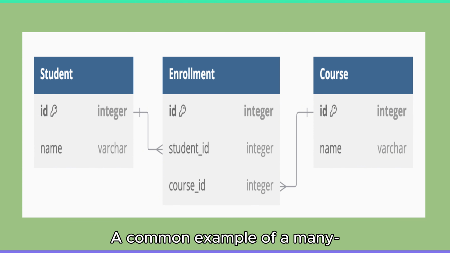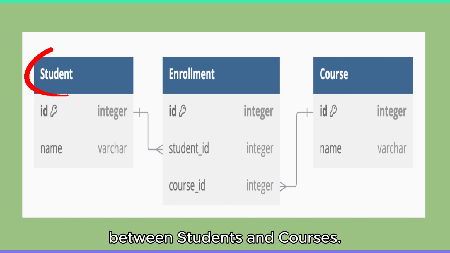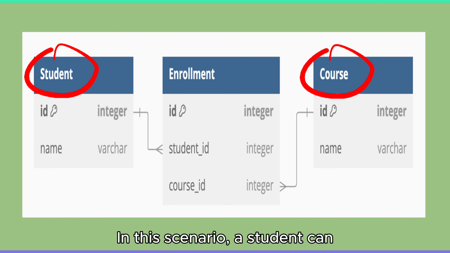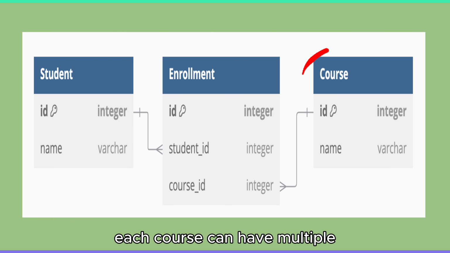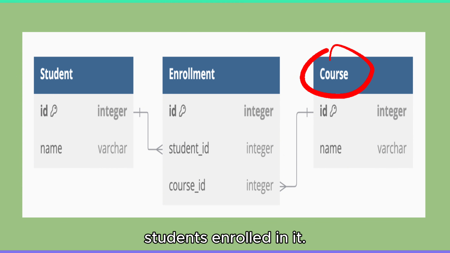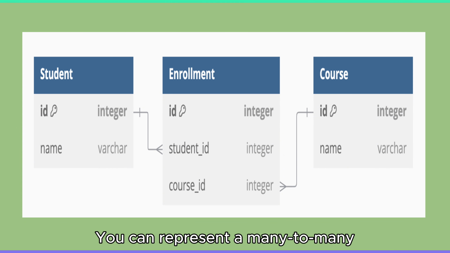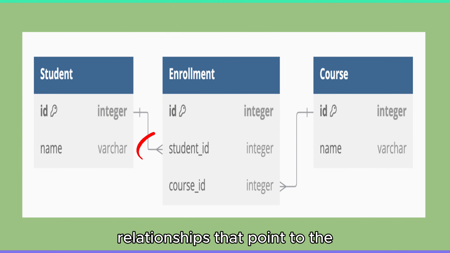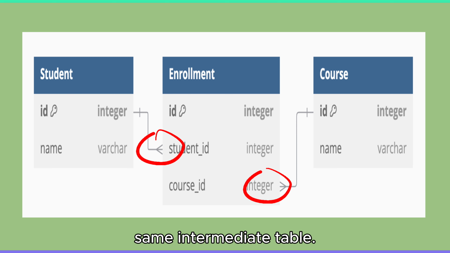A common example of a many-to-many relationship is between students and courses. In this scenario, a student can enroll in multiple courses, and each course can have multiple students enrolled in it. You can represent a many-to-many relationship with two one-to-many relationships that point to the same intermediate table.